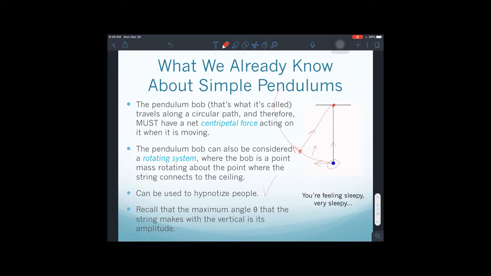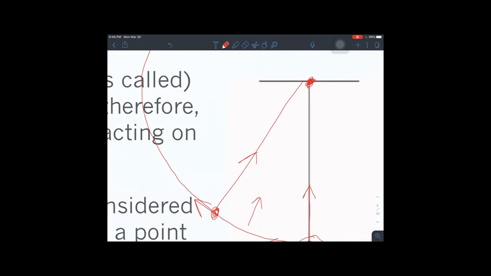What else do we know? We know it can be used to hypnotize people. That's very important. And the maximum angle, let's call this right here, this angle theta.